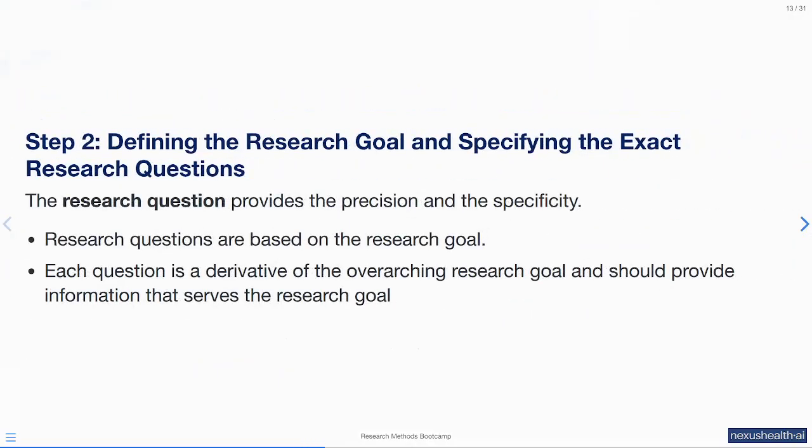The research question provides the precision and specificity, unlike the research goal, which does not provide that. Research questions are based on the research goal. Each question is a derivative of the overarching research goal and should provide information that serves the research goal.